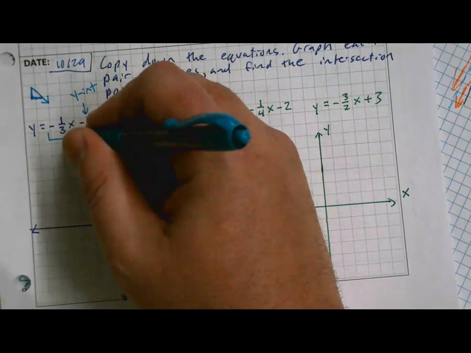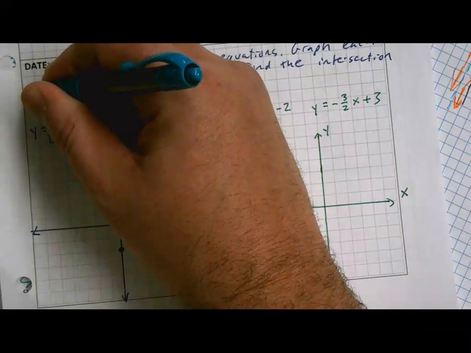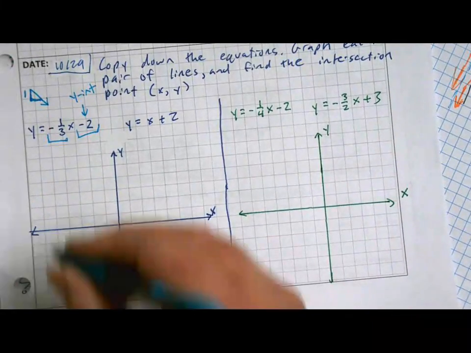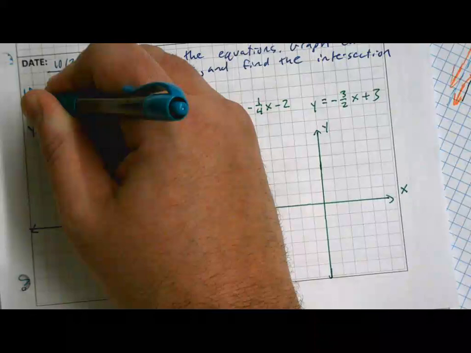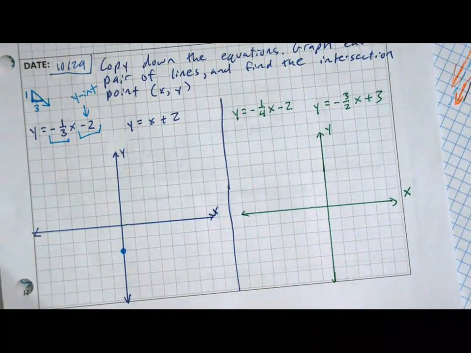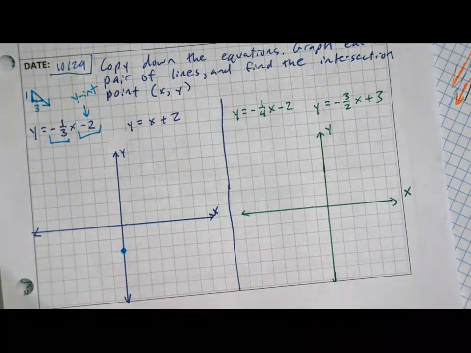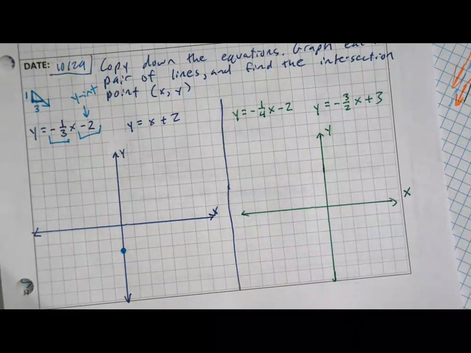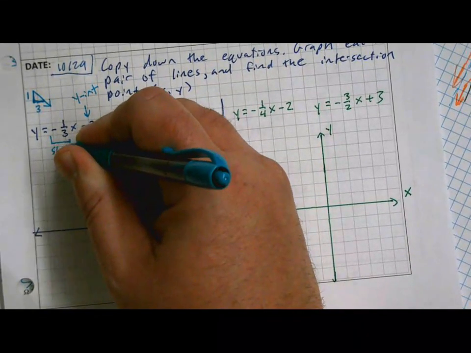This is 1/3. Remember, that's change in y, so that's the up and down part. That's 1 over change in x. So my change in y is 1, my change in x is 3. That's what my slope is going to look like. And go ahead and label that slope.